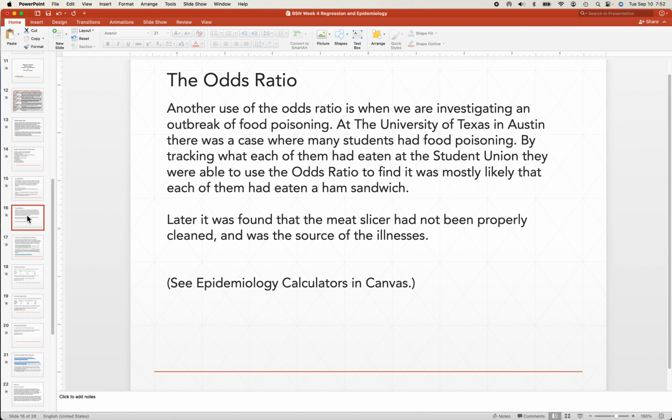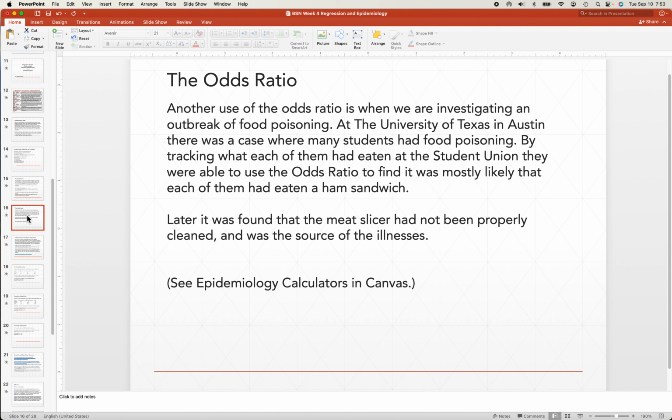There's a classic study. If anyone is interested in this, if you email me, I will send it to you. And I usually have my doctoral students work through this. I can simply explain it to you. There's a classic case of food poisoning at the University of Texas in Austin. And what the researchers did was they started interviewing the students, those that got sick, those who did not get sick. They were able to narrow the causative agent as being those that ate the ham sandwich were something like 10 times more likely to be sick from food poisoning than those that did not.